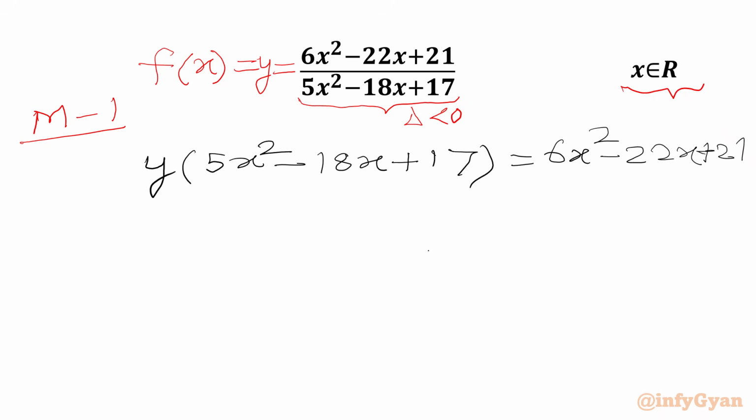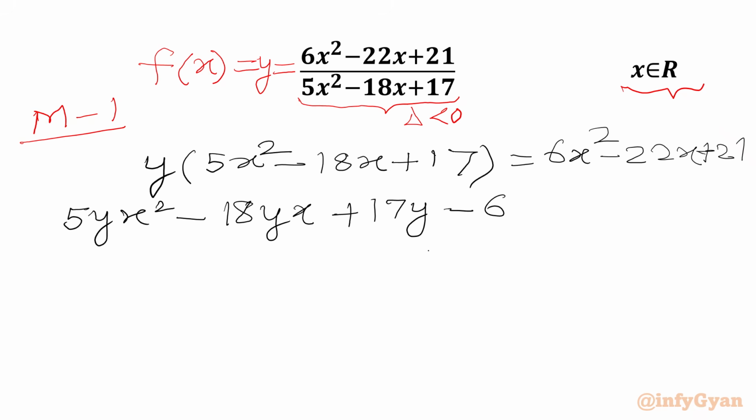Now we'll multiply with y. So I can write 5yx², then minus 18yx, then 17y. On the RHS we have 6x² − 22x + 21. Let's write it on the LHS, so I will revert the sign: −6x² + 22x − 21 equal to 0.